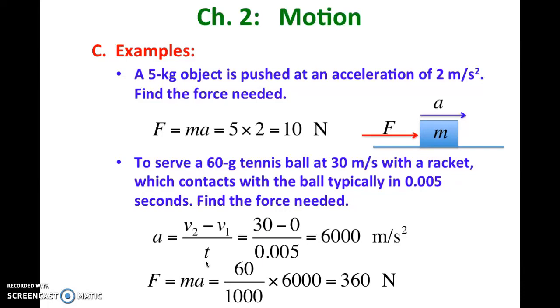Then using Newton's second law of motion, we have F equals ma, equals 0.06, that's the mass, times 6,000, that's the acceleration. So the result for the force is 360 Newtons.